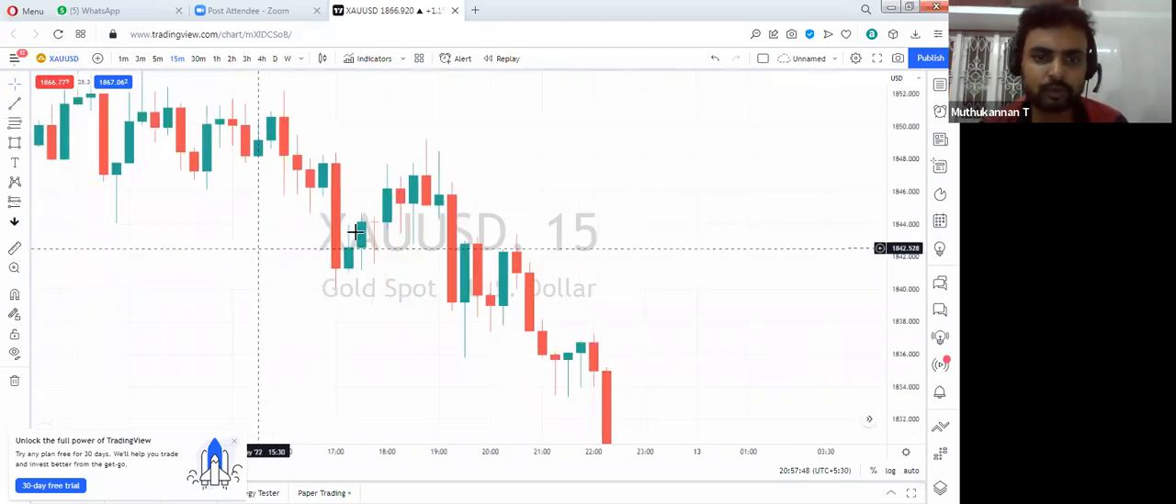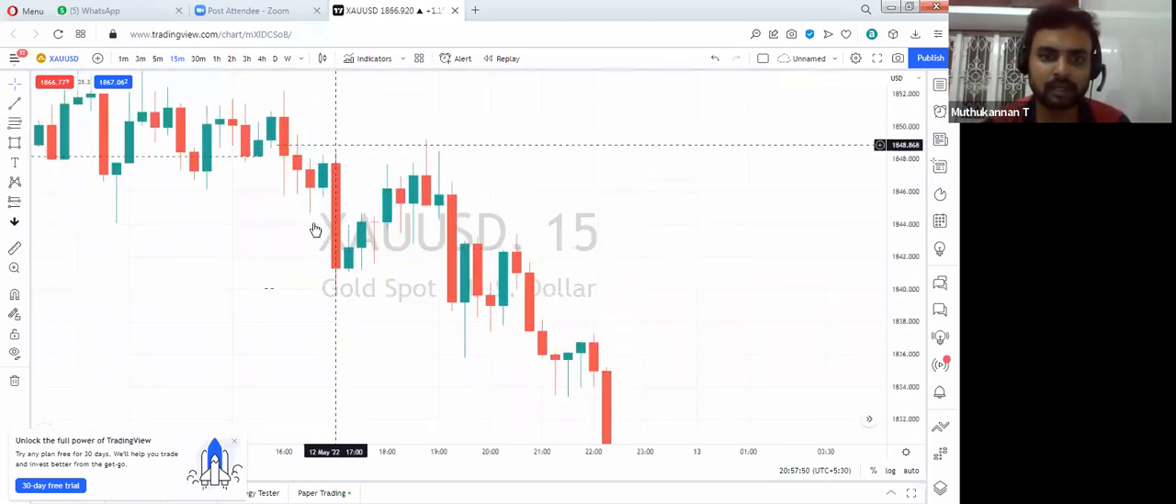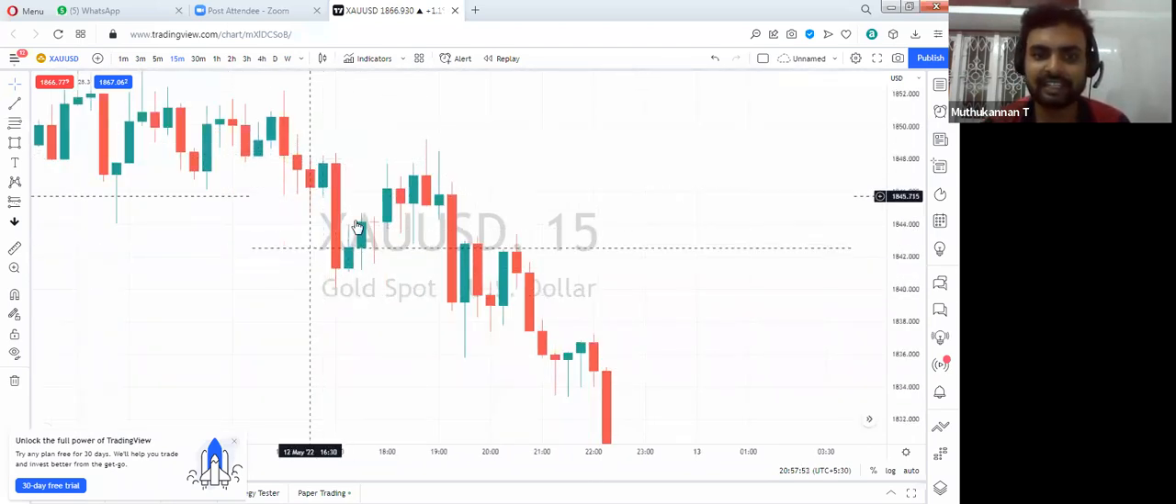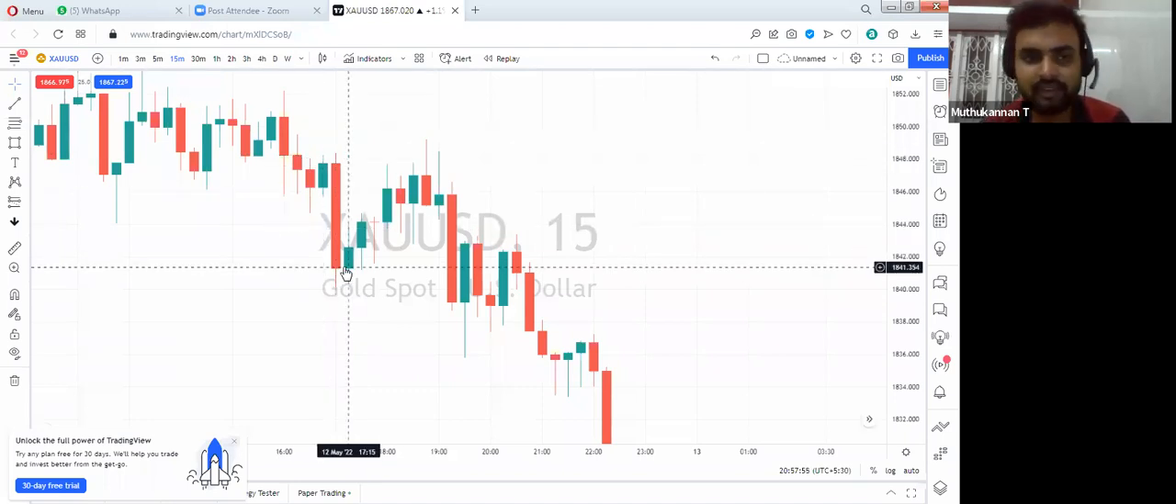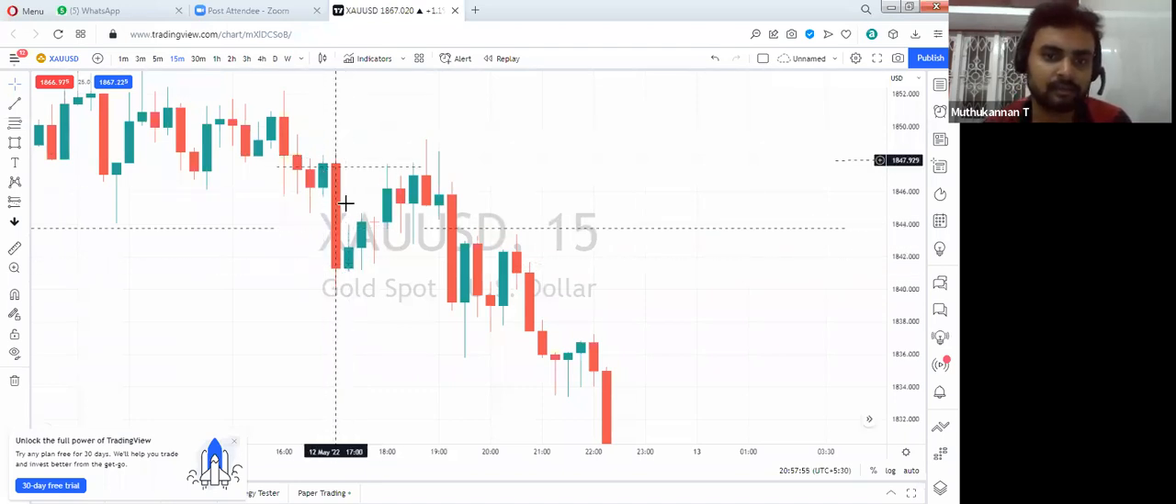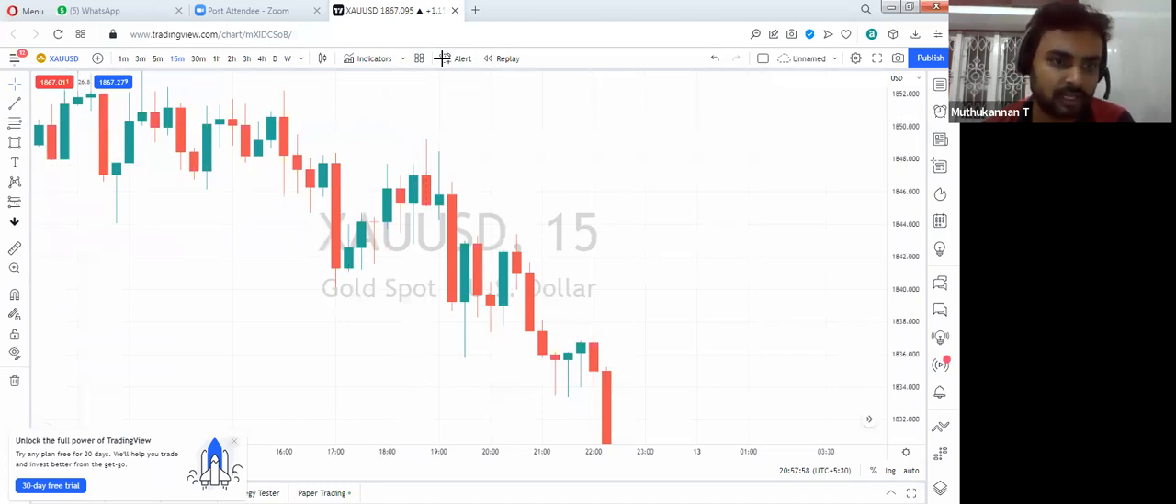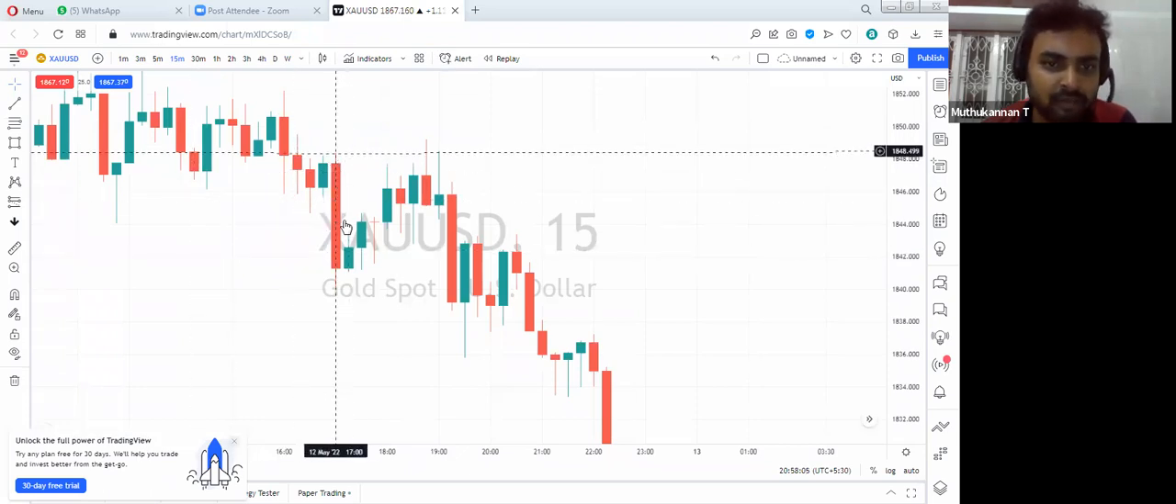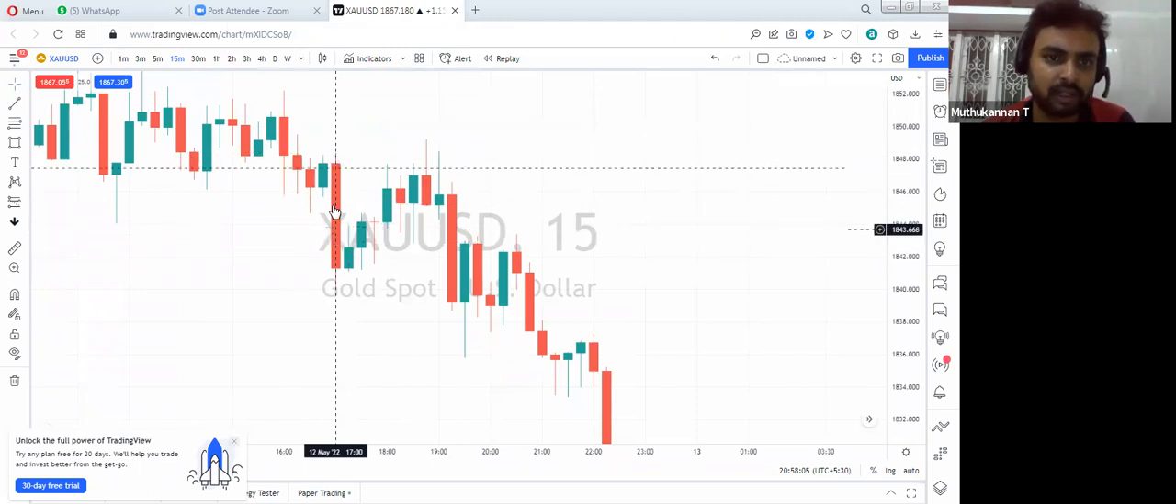Now, can you tell me, this big red candle, can we create this red candle? We cannot create this red candle. We cannot create this external, right? Which means this is the smart money involved here. Smart money is involved here.